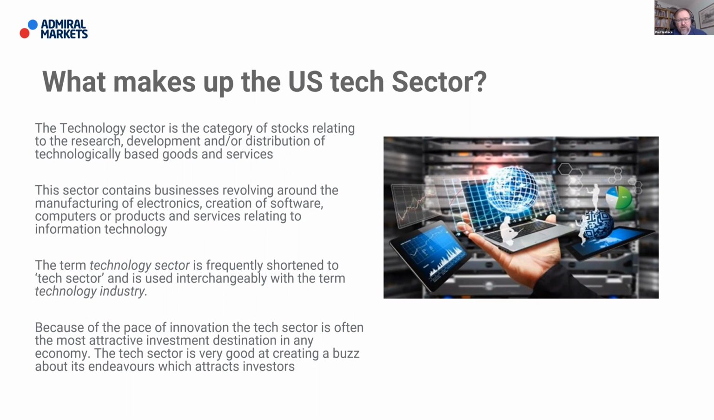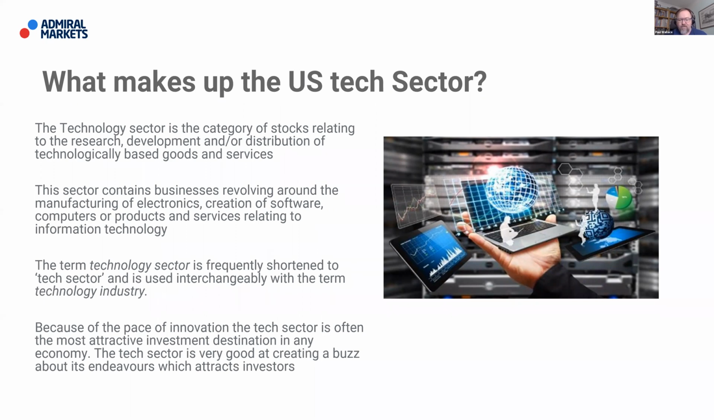And so really, the technology sector is the category of stocks relating to the research, development, and/or distribution of technologically based goods and services. This sector contains businesses revolving around the manufacturing of electronics, creation of software, computers or products, and services relating to information technology. The term technology sector is frequently shortened to tech sector and is used interchangeably with the term technology industry. Because of the pace of innovation, the tech sector is often the most attractive investment destination in any economy.